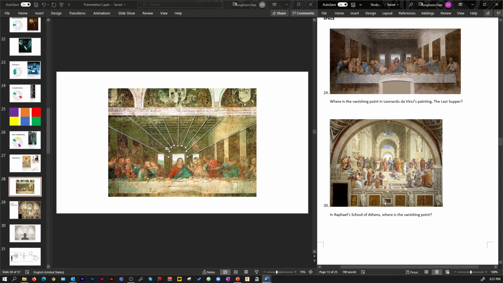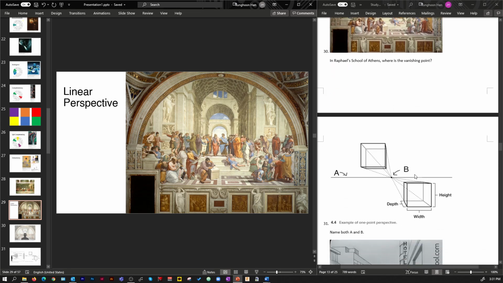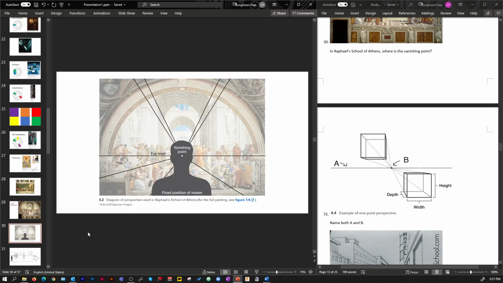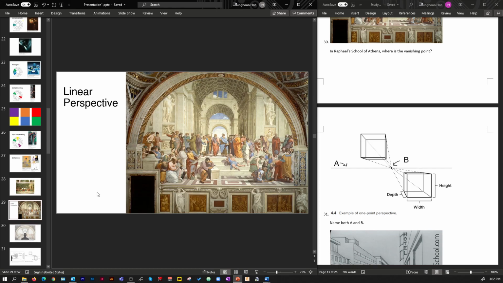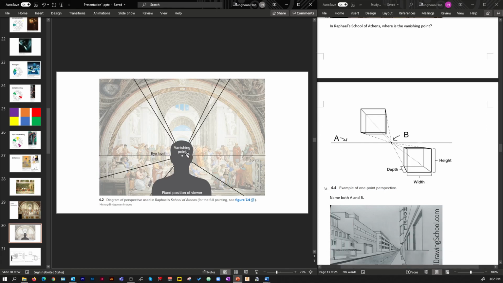And in Raphael's School of Athens, where is the vanishing point? If you take a look at all these architectural lines and the overall composition, you'll see that the vanishing point is somewhere right here, right above our two important figures, Aristotle and Plato, arguing over their philosophy. So the vanishing point is in the center right over here. We also took a look at the horizontal line that crosses the vanishing point, which is called the eye level or horizon level.